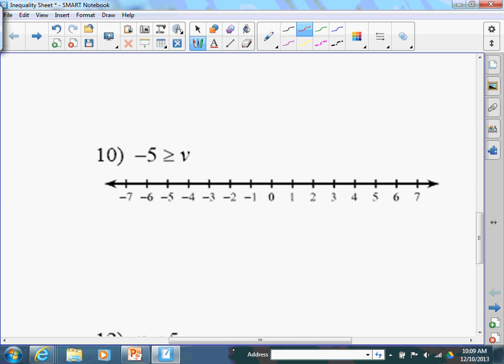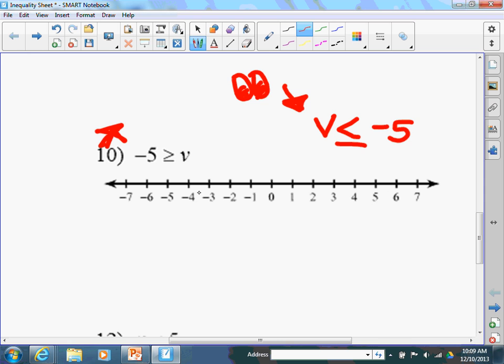Number 10. Is my variable on the left? No. So we have to rewrite it, correct? So how would I rewrite this? V. What sign? Well, what did I already go in there? So we flip it. That's equal to -5. Okay. Now this is the one I look at in order to solve the graph.